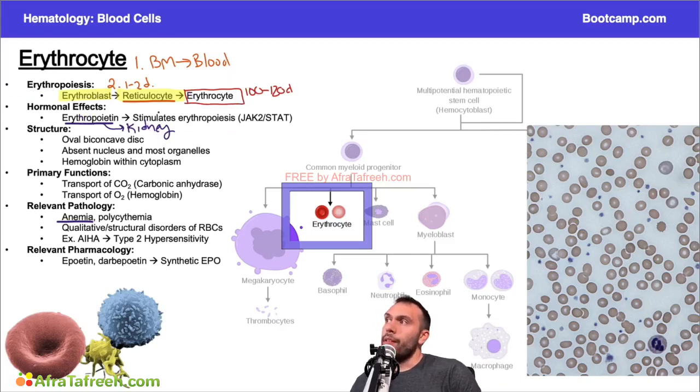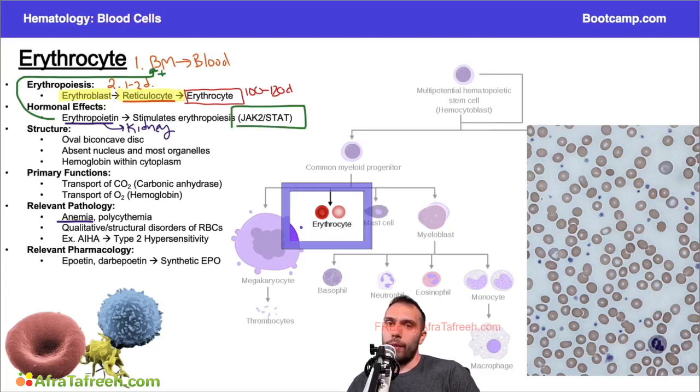Remember, erythropoietin is stimulating the bone marrow primarily, because that's where these reticulocytes are coming from. So the erythropoietin goes from the kidney into the blood, and it goes to stimulate the bone marrow because that's where those red blood cells are coming from. Now, it's going to stimulate erythropoiesis specifically through the JAK2 STAT pathway. And you might be saying, this is a lot of detail. Do I really need to know this?